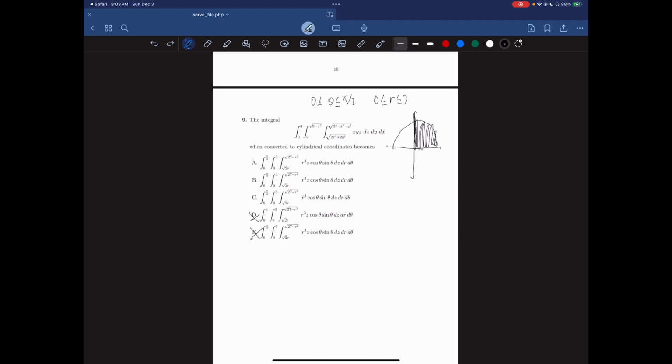Now just looking at our z bounds, we know x squared plus y squared equals r squared, so we can plug in 27 minus r squared as our top bound. And then 2r squared is our bottom bound, which is just equal to r root 2.